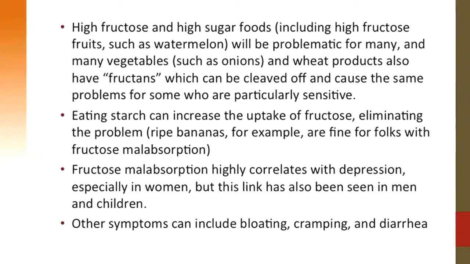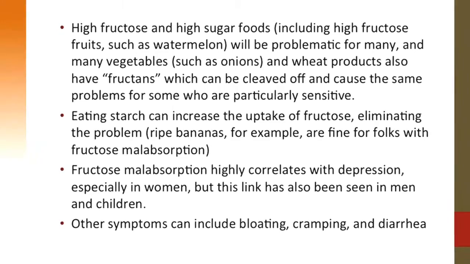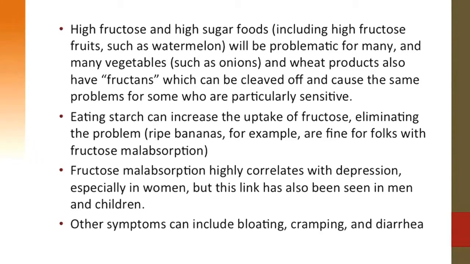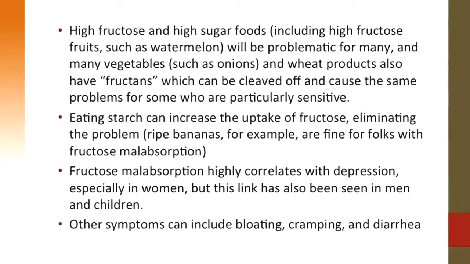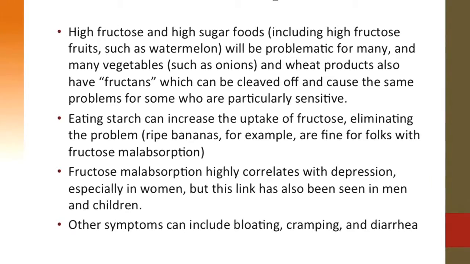But eating starch, interestingly enough, can increase the uptake of fructose. So if you have a banana, which has much more starch than glucose, a ripe banana anyway, then even in people with fructose malabsorption, they can seem to tolerate that and absorb a higher amount through their GLUT5 transporters. And it's especially prevalent, the correlation with women. Maybe this is why women are much more vulnerable to depression than men.